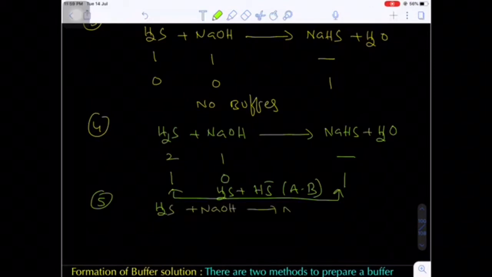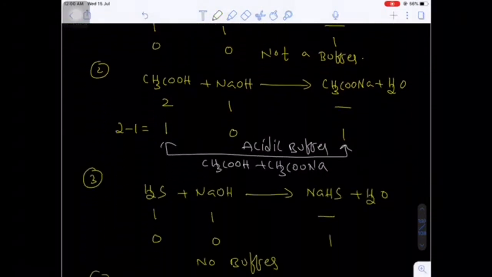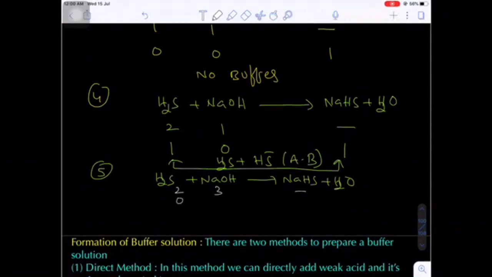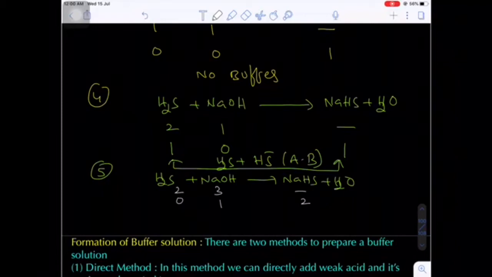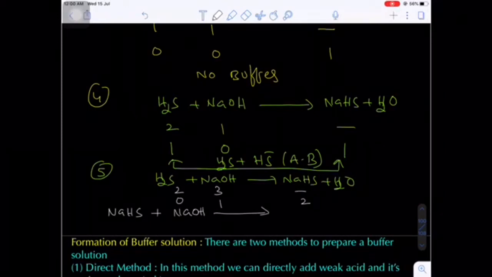Now here H2S plus NaOH gives again NaHS plus H2O. What is the mole ratio given? 2:3 molar ratio. Now here this will be 2 moles, this will be 3 moles. So here 2 moles will be consumed. Out of 3 moles of NaOH, 2 moles are consumed and 1 mole will be left. Here 2 moles of NaHS will form. Now in the second step what happens? Salt is forming, NaHS, and base will be left, NaOH.